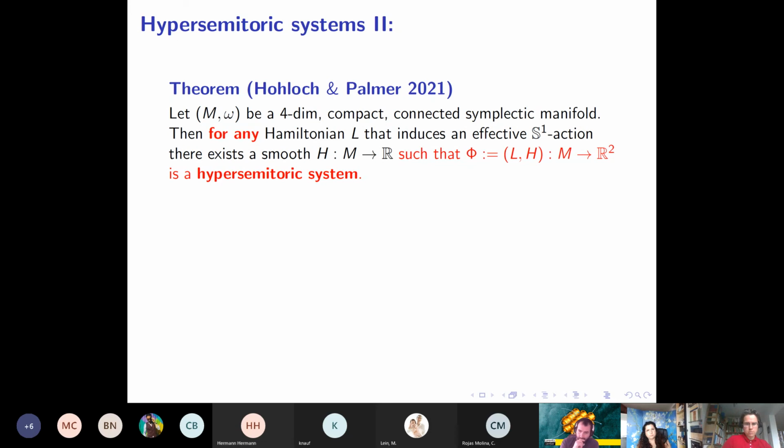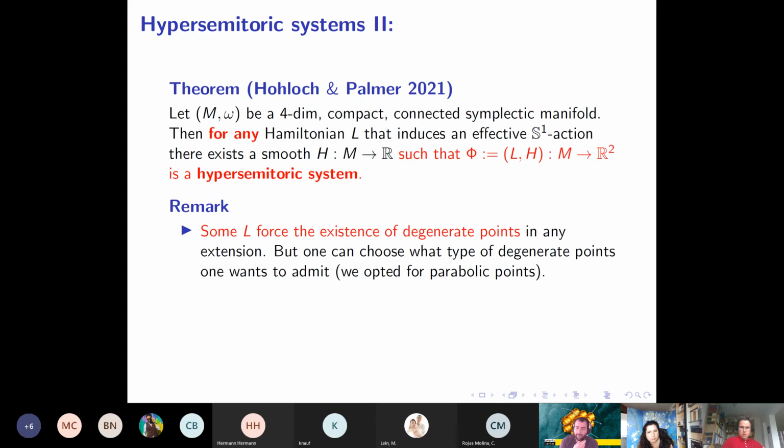The theorem, which is on the archive in this paper, is that on a 4-dimensional compact manifold, given any Hamiltonian L that induces an effective S1 action, we can find a second Hamiltonian, a second integral, such that those two form a hypersemitoric system, meaning they commute and so on, and they don't have super weird singularities. The interesting thing is that depending on how your S1 action looks, it may force you to have degenerate points in the image, so you cannot avoid that. But you can say what kind of degenerate points you want.